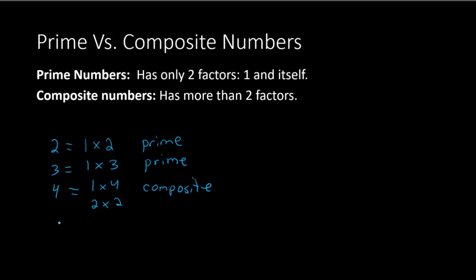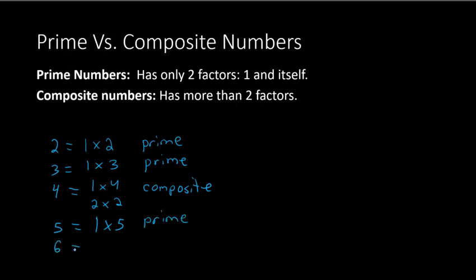Now let's try the next number. We'll try 5. See if you can get this on your own. Is 5 prime or composite? Well, 5 would be prime because the only way to get 5 is by doing 1 times 5. So 5 would be prime.